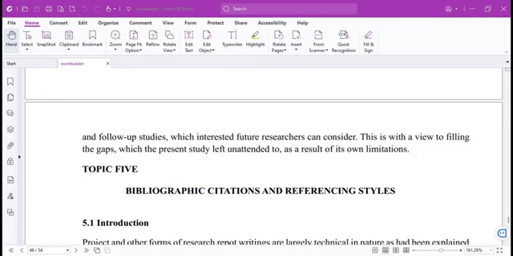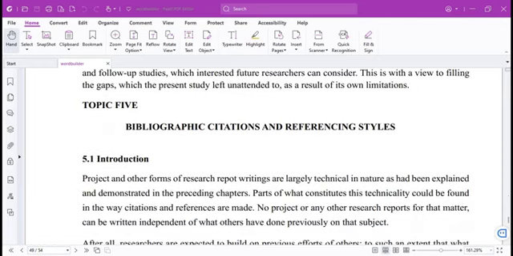Let's go back to what we have for today. Topic 5: Bibliographic citations and referencing styles. Introduction. Projects and other forms of research report writing are largely technical in nature, as had been explained and demonstrated in the preceding chapters.